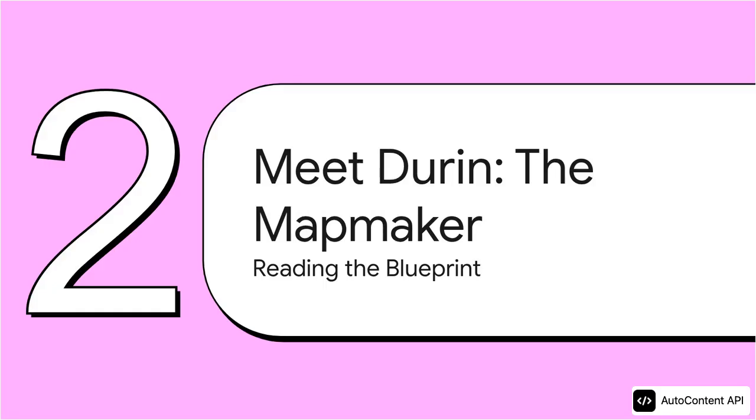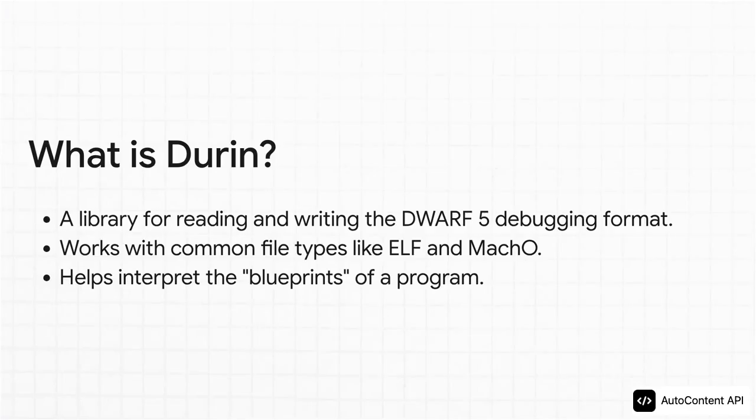Okay, so if DWARF is the blueprint, you need a special kind of tool to read it, right? And that brings us to the star of our show today, a brand new library called Durin. You can think of Durin as the expert map maker, a tool designed to read and understand these incredibly complex blueprints. So what is Durin, really? In a nutshell, it's a specialized toolkit for handling the latest and greatest version of these DWARF blueprints. That's DWARF 5. It knows how to read all the debug data from the program files you'd find on Linux or macOS, and it can even help write that data. It's all about making those blueprints easy to use.